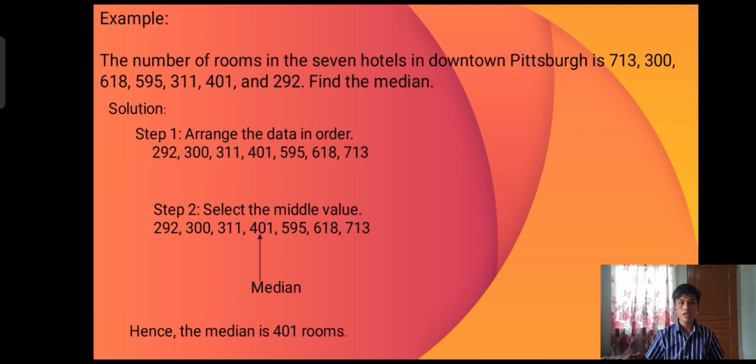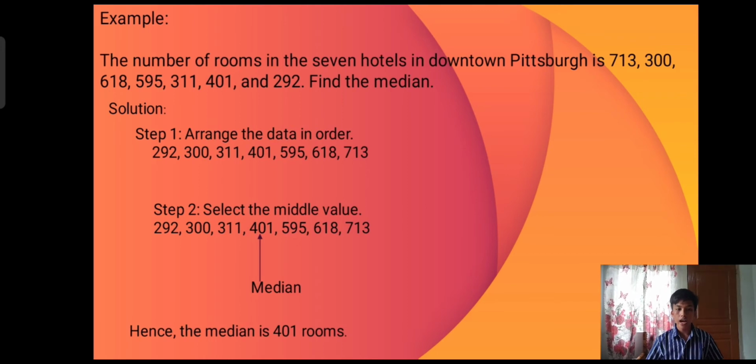First step, arrange the data in order. The smallest is 292, then next is 300, 311, 401, 595, 618, 713. So it is now arranged. Then step 2, select the middle value. The middle value in this ordered data set is 401. So the median number of rooms is 401 rooms.